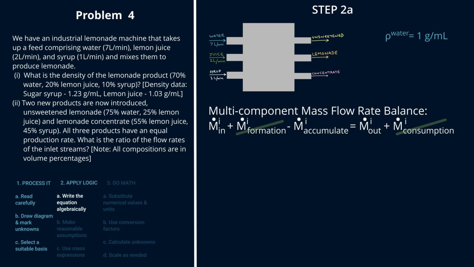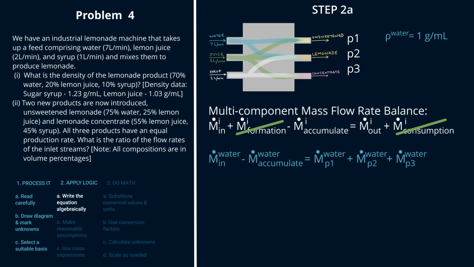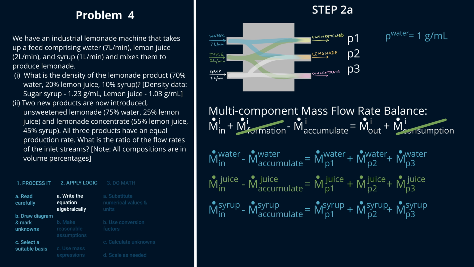We want to analyze each of the outlet streams separately, so we need to balance each component individually. Let's call our products P1, P2, and P3. All of the water flowing in is being distributed among the three outlet streams. Same for the other input materials. The system is at steady state.